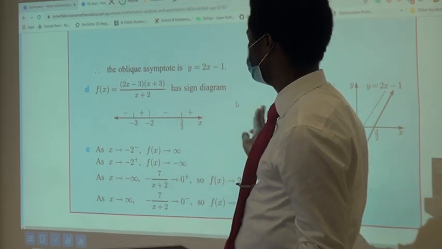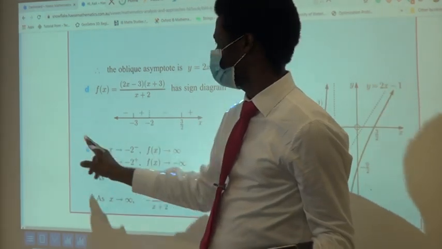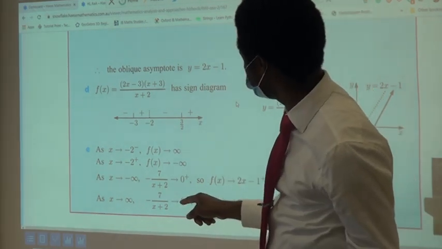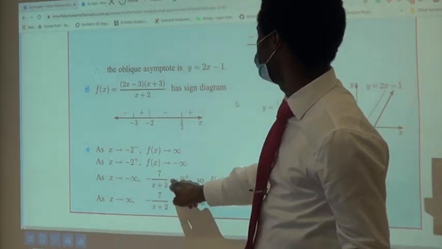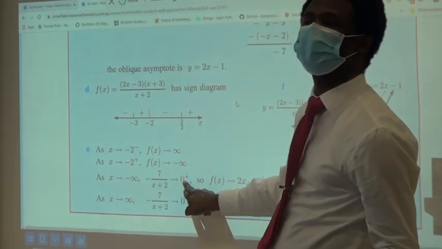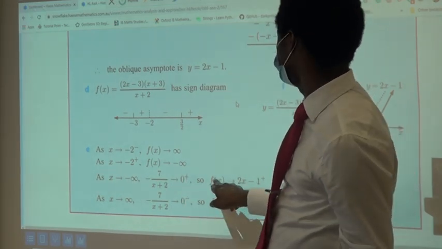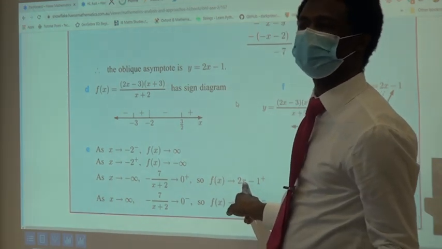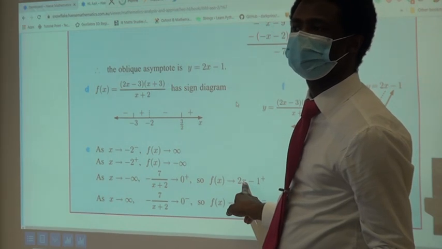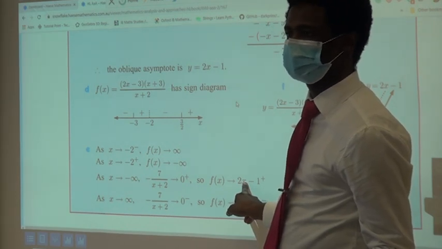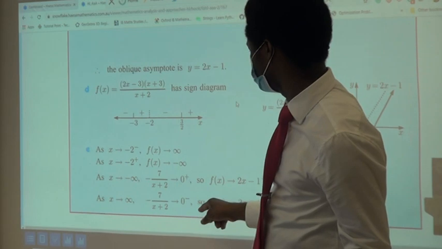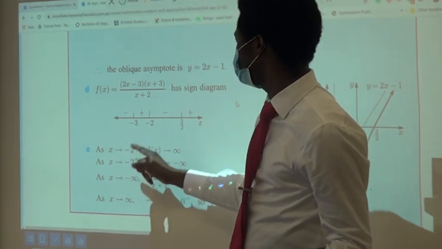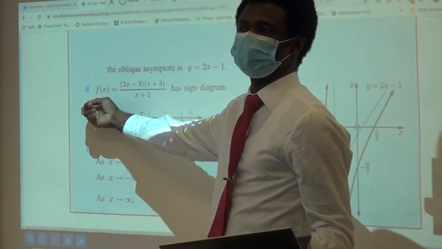Then you consider what happens at the extremes. When x goes to the extreme here, this approaches 0 from the positive. And what happens? This f of x approaches that asymptote from above. Do you understand that? Again, when x approaches infinity from this side.